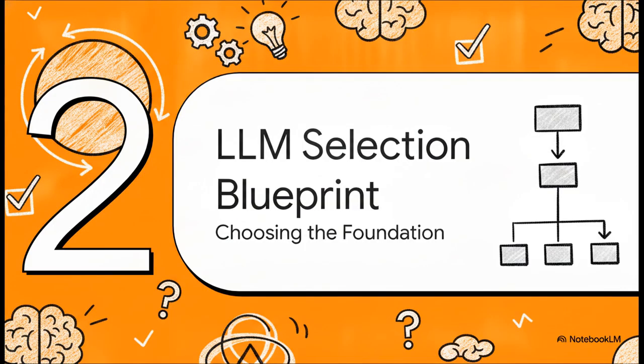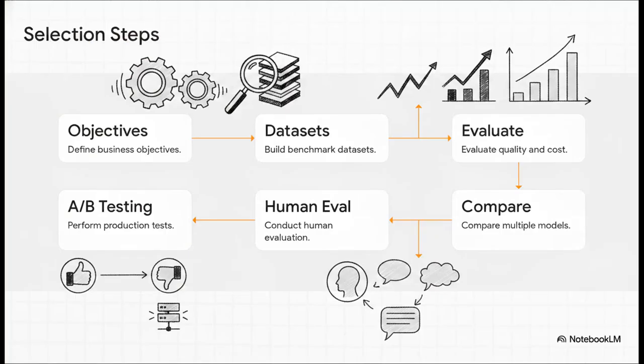Moving on to Section 2, the LLM selection blueprint, choosing the right foundation. Now, what's really interesting about this slide is the chronological process of choosing a model. It can feel totally overwhelming, but we can break it down into this energetic 6-step blueprint. Notice what happens right at the start. Before you even look at a model, you absolutely have to define your objectives and build representative benchmark datasets. You have to know exactly what test you're giving before you bring the students into the room, right? Only then do you evaluate dimensions, compare models, bring in human evaluators, and run your A/B testing.